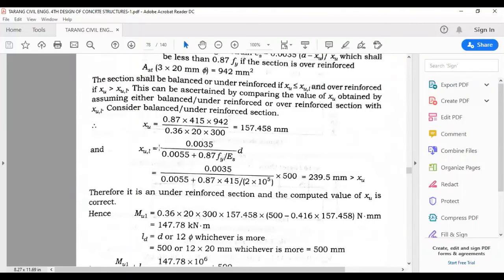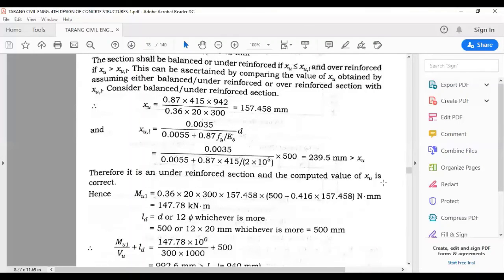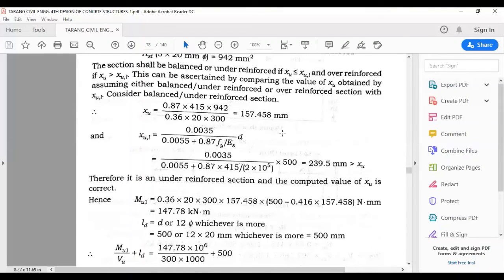Now finding the value of XUL again using the same formula, which is 0.0035 upon 0.0055 plus 0.87 Fy upon Es, multiplied by D. Substituting all the values, Fy is 415, the value of Es is 2 into 10 raised to the power 5, and the value of small d, that is effective depth, is given as 500, and it comes out to be 239.5 mm. As you can see, XUL is greater than XU, therefore it is an under reinforced section, and the computed value of XU is correct.